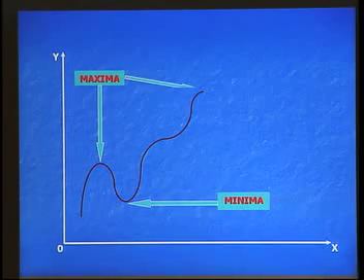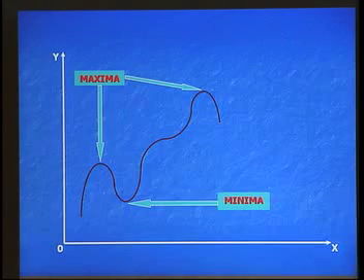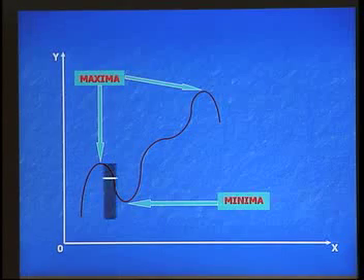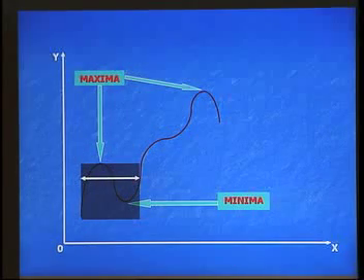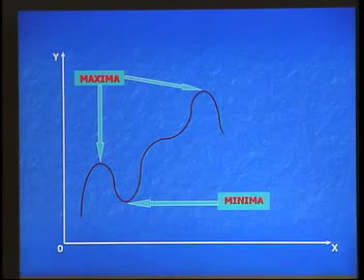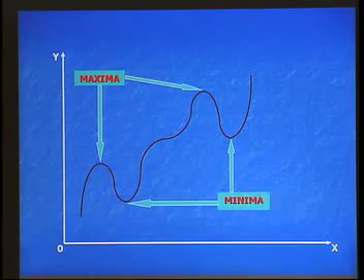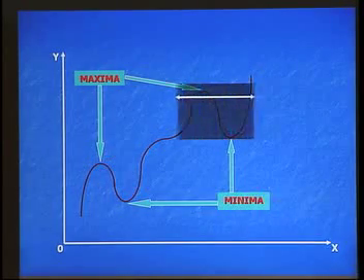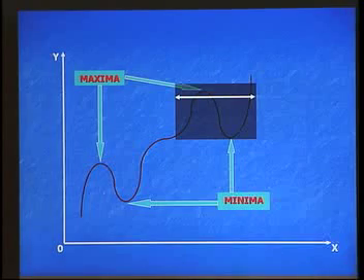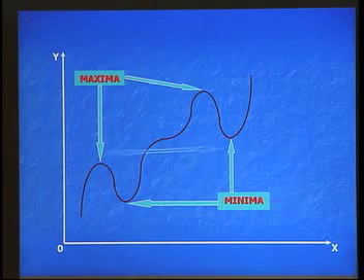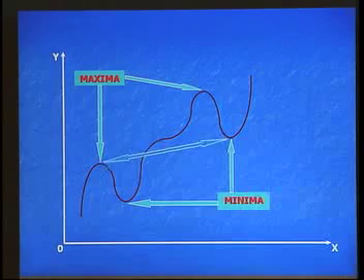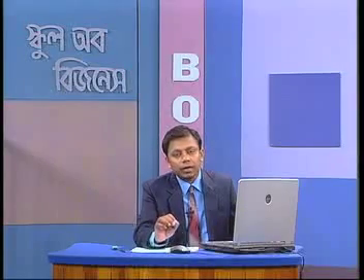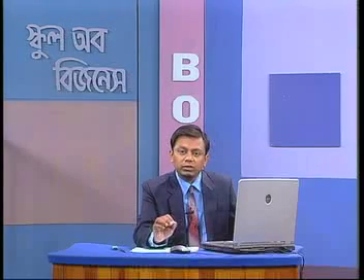Maxima does not provide the greatest value of the curve. There may be more than one maxima in the same curve, but maxima is the highest point within a range. Similarly, minima does not provide the lowest value of the curve. There may be more than one minima in the same curve, but minima is the lowest point within a range. Some of the minima might be higher than the maxima of the curve. Now, how can we identify the maxima and minima by using the concept of differentiation?